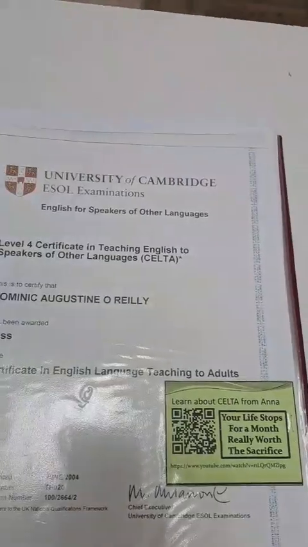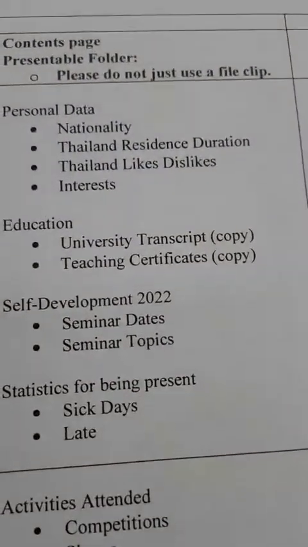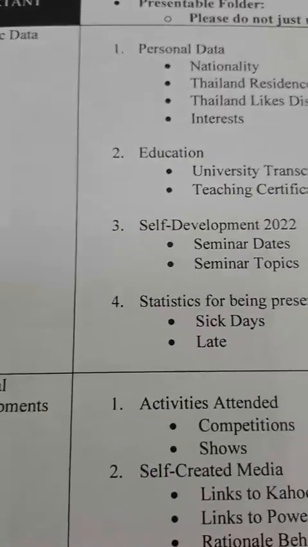Okay, then the education, university transcripts, teacher certificate. So here is the frontispiece for my education section, and I've basically just included everything from my degree to my CELTA, and of course teacher's license. Now next, self-development. Everything should apply to this academic year, which is 2022.